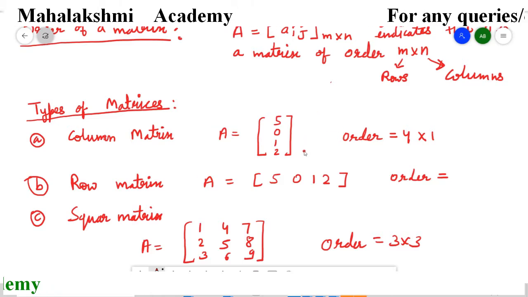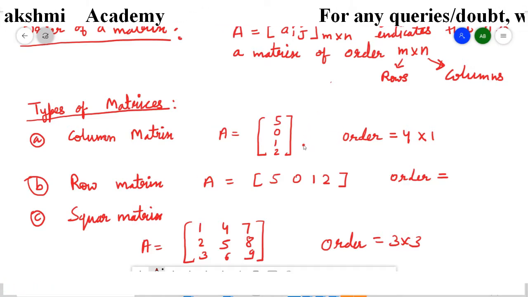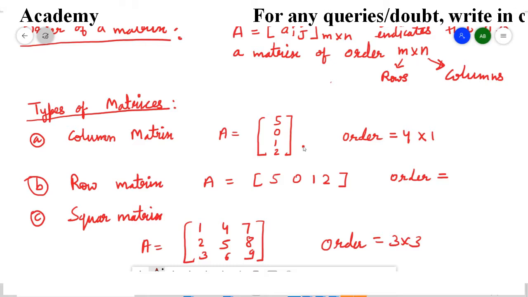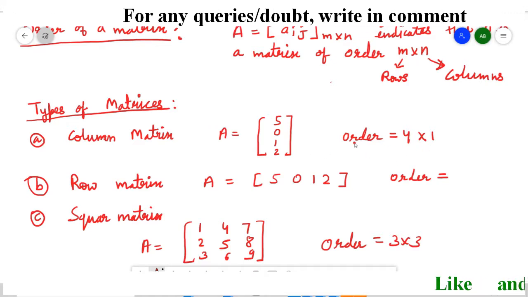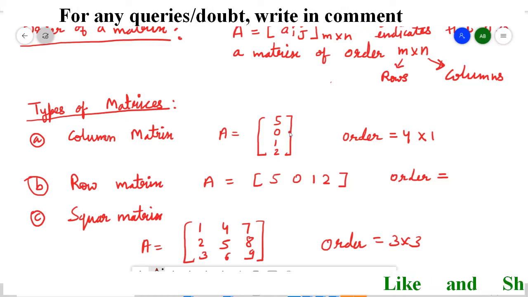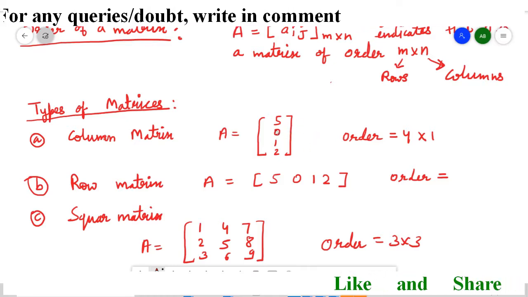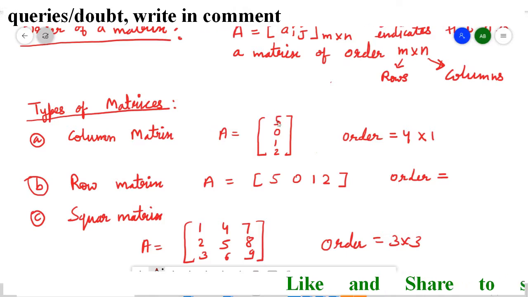So it's a column matrix because only one column is there. A matrix is named a column matrix in which only one column is present. And in order, rows can be anything, it can be 3 rows, 4 rows, 5 rows, there is no limit of it, but the column must be 1.